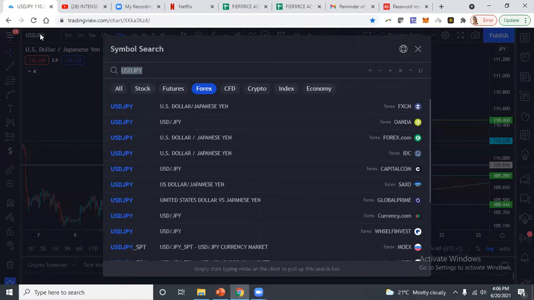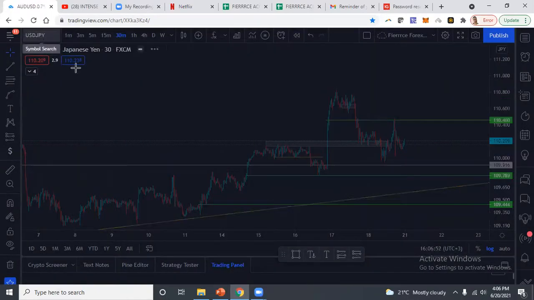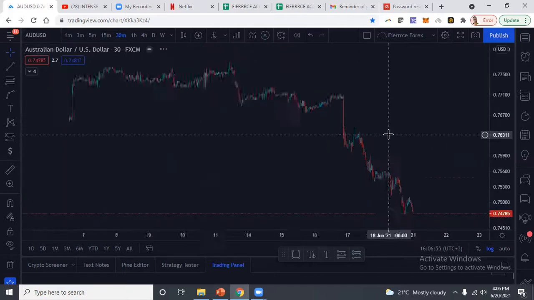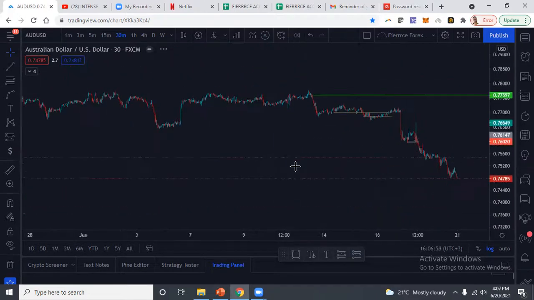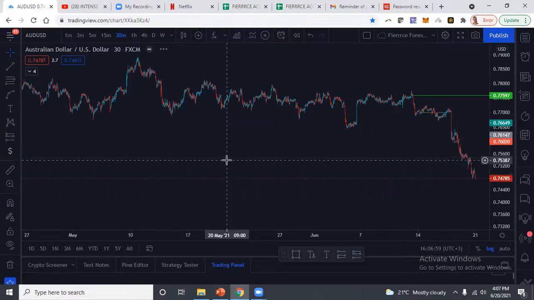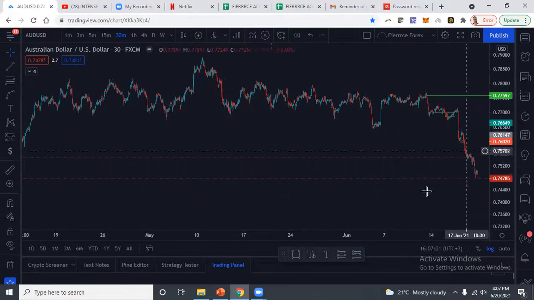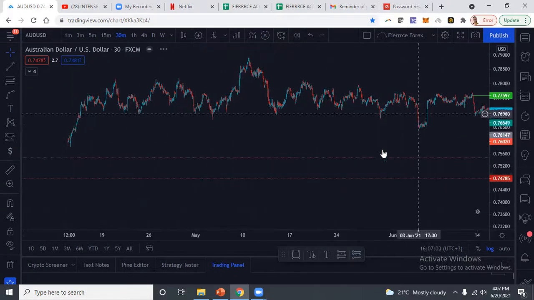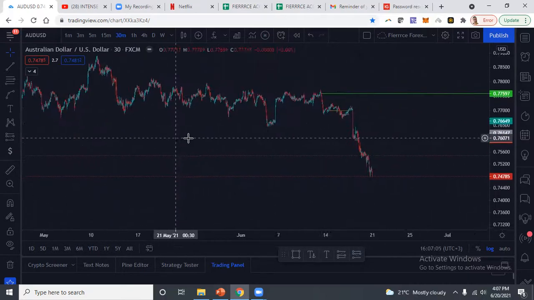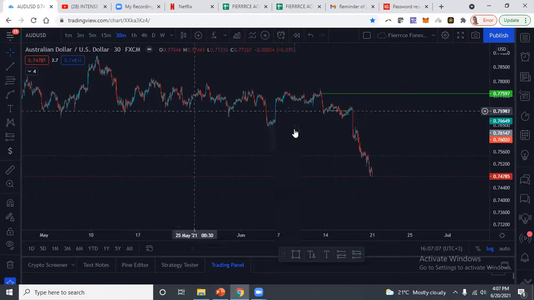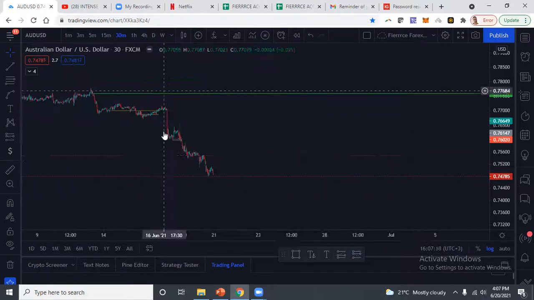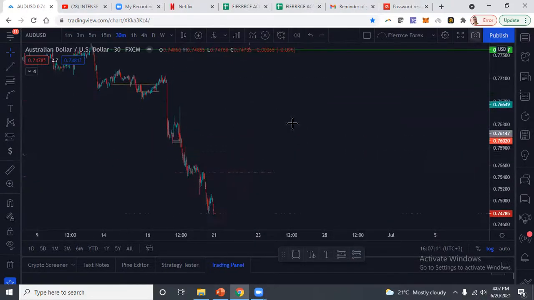Another pair I like to look at is obviously AUD USD, which is similarly looking like all other USD pairs. The same thing happened. There was a lot of distribution up here, a bit of accumulation within the distribution, but it just broke structure and dropped.